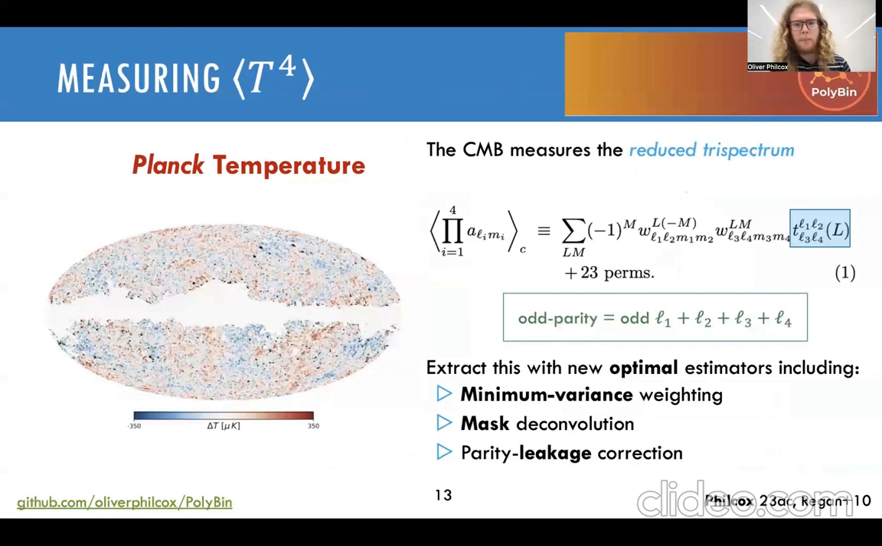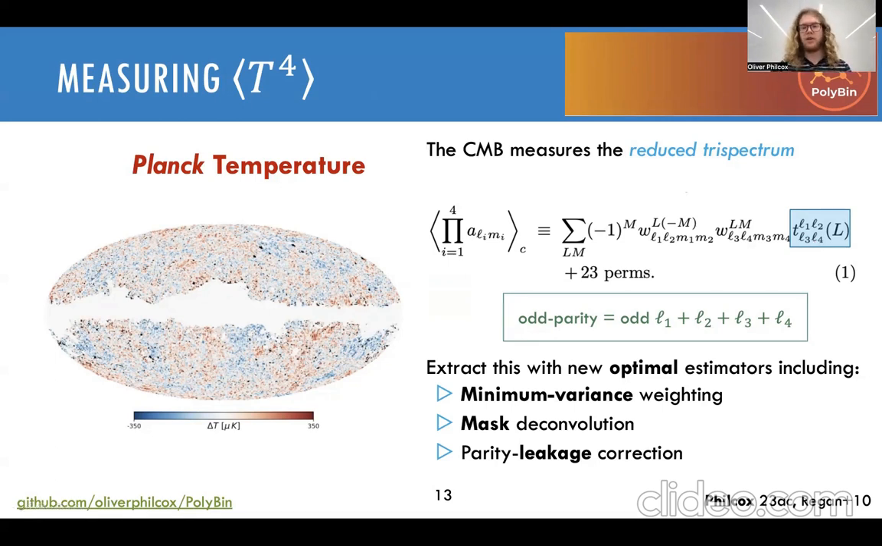To dive a little bit more into details, what one first has to realize is that what you're really measuring in the CMB is something called the reduced trispectrum. If you simply take your CMB, just shown on the left, and you take 4 powers of it, and write it in harmonic space, you end up with a whole fancy mess of stuff, involving a whole bunch of weights, things like this, and this little object shown in the blue. This is the trispectrum.